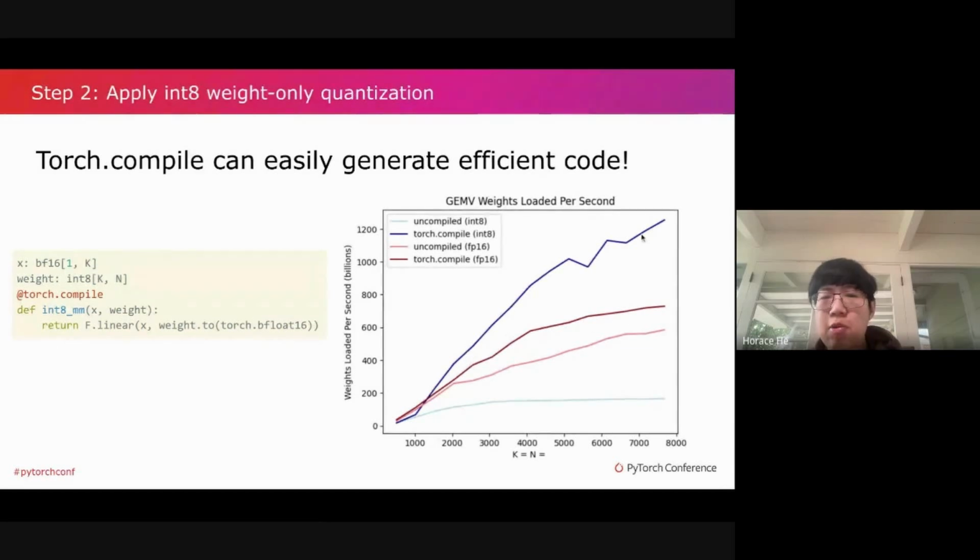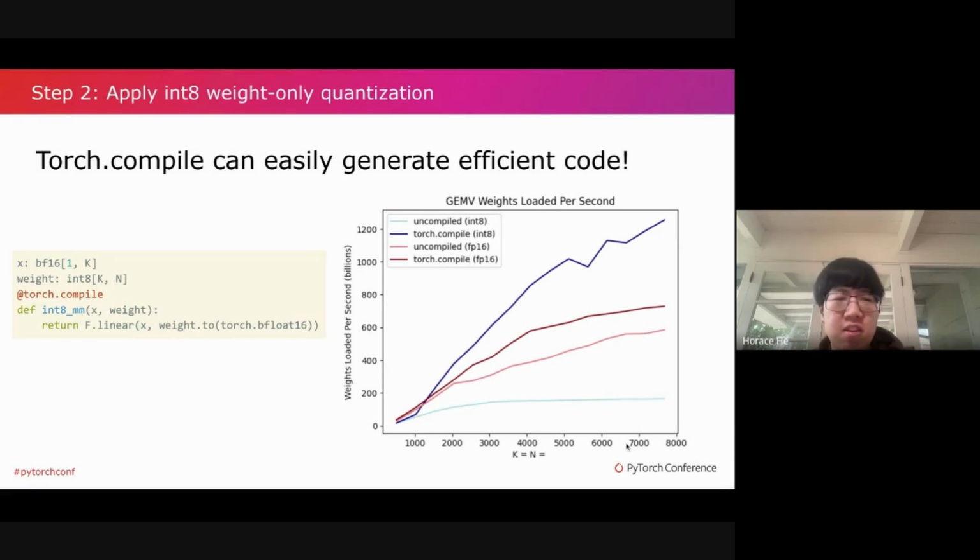But then the dark blue line is torch compile, where the weights are stored in int8. And so you can see that this is like another close to 2x performance improvement at the largest scale. Basically, we're seeing the effects of requiring less memory to store weights, because the weights are 2x smaller, and so therefore we're able to run this kernel 2x faster.